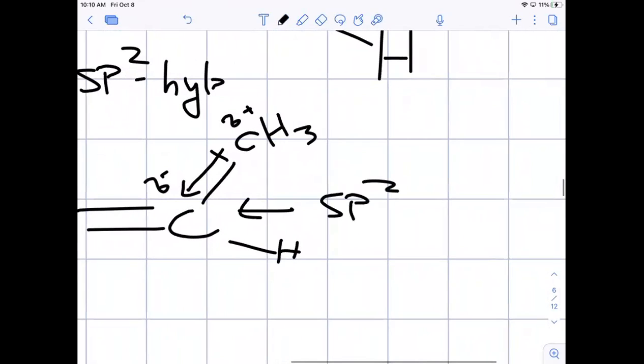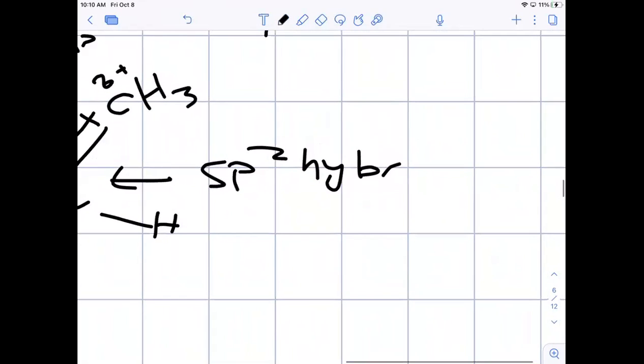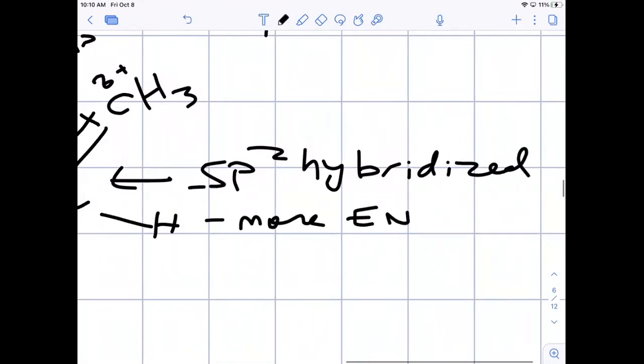So because it's sp2, it's more electronegative. And when we think about the definition of electronegativity, what comes to mind? What do you think? Able to hold electrons closely. Yeah, or more desirous of electrons, right? The more electronegative an atom is, the more it loves electrons.